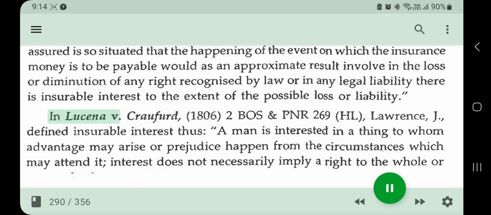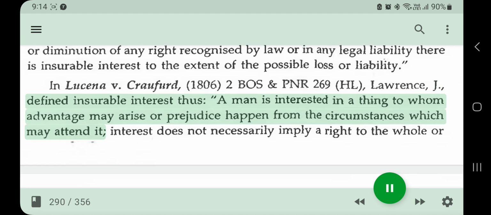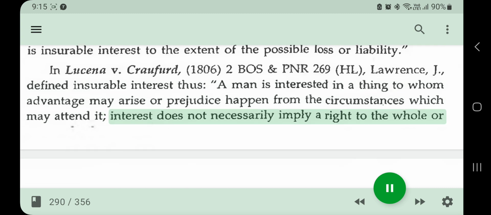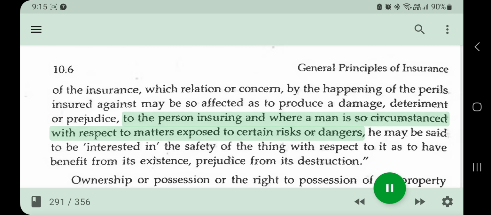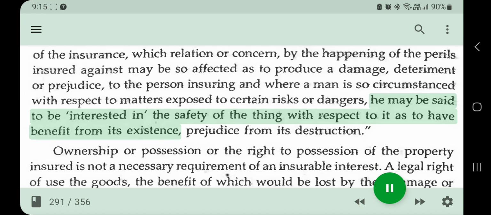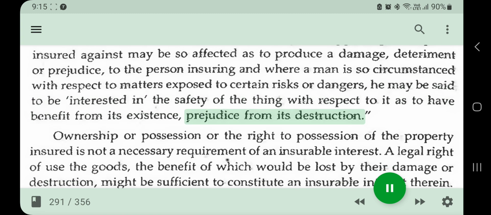In Lucena vs. Craufurd, 1806, 2 Bos and PNR 269, H.L., Lawrence, J. defined insurable interest thus: a man is interested in a thing to whom advantage may arise or prejudice happen from the circumstances which may attend it. Interest does not necessarily imply a right to the whole of the insurance, which relation or concern, by the happening of the perils insured against may be so affected as to produce a damage, detriment or prejudice to the person insuring. Where a man is so circumstanced with respect to matters exposed to certain risks or dangers, he may be said to be interested in the safety of the thing, as to have benefit from its existence, prejudice from its destruction.